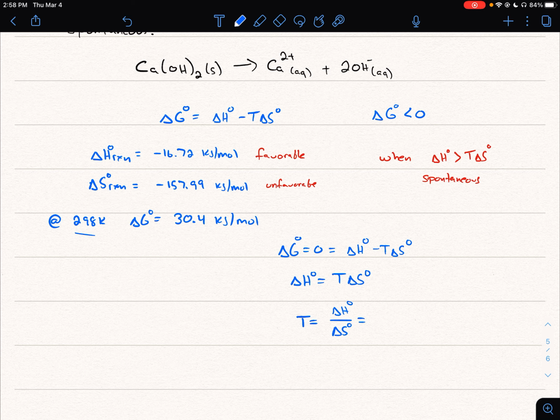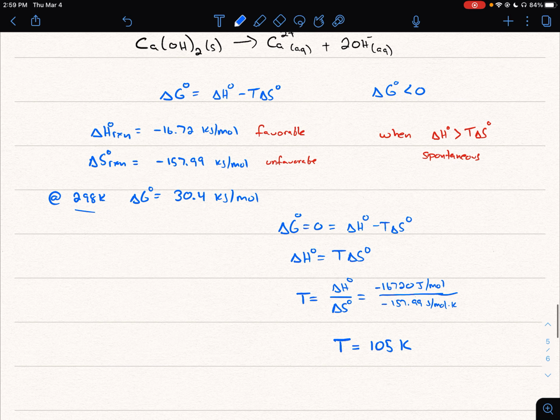Now we can go ahead and substitute in our values above, paying attention to our units. So our delta H, I'm going to write as negative 16,720 joules per mole. I converted that to joules. We're going to divide that by negative 157.99 joules per mole per Kelvin. And if we divide that out, we find our temperature ends up being 105 Kelvin. So what does that tell us?